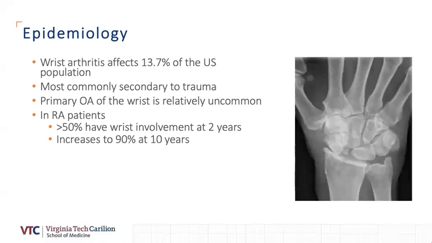So wrist arthritis is a relatively common pathology affecting almost 14% of the US population. Most commonly, it's a result of a prior trauma. However, you can have a primary osteoarthritis as well. It's also very common in rheumatoid arthritis patients, and over 50% of rheumatoid patients will have wrist involvement by 2 years, and that increases to 90% at 10 years.